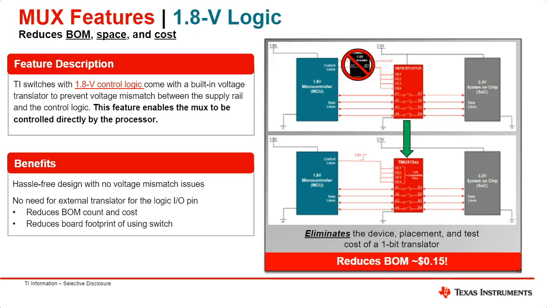So going into features of our devices, the first feature we're going to talk about today is the 1.8 volt logic feature. As you can see here at the top right, you have a microcontroller connected to a switch, one of our devices, a multiplexer, that does not have the 1.8 volt logic feature. So the MCU, which sends a 1.8 volt logic signal to the logic pins, requires a translator in order to amplify that signal to 2.4 to 3.3 volts, in order to utilize that signal to control the switches.